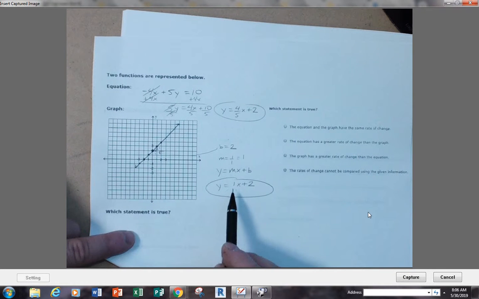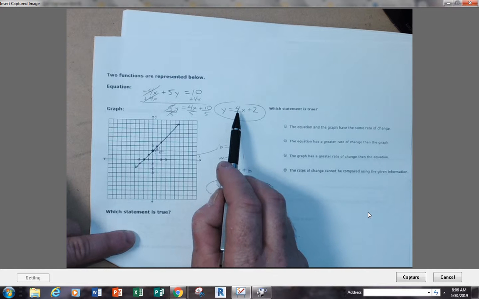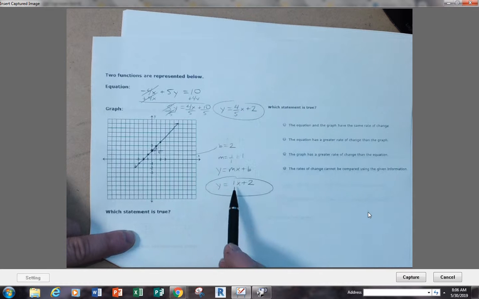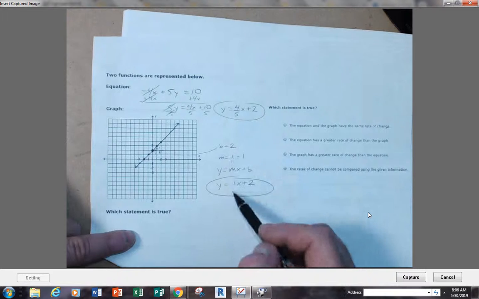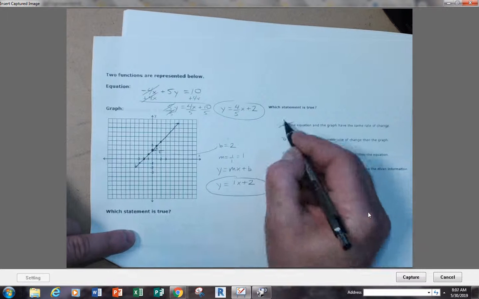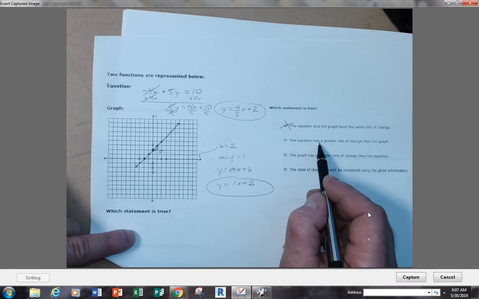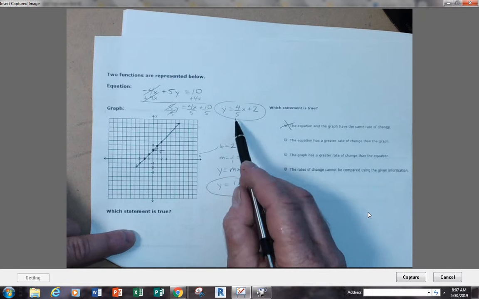1 over 1, this is 1. This is just below 1. If it was 5 over 5, that would be 1. So you can see a tiny bit below 1. A little bit smaller than this one right here. So the equation and the graph have the same number in front of x, same rate of change. That is false. The equation has a greater rate of change than the graph. That's a little bit less than this one, so that is false.